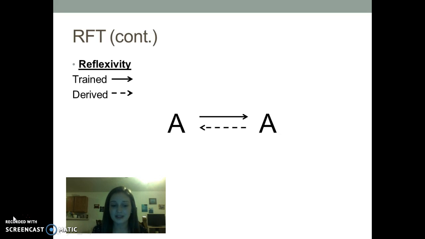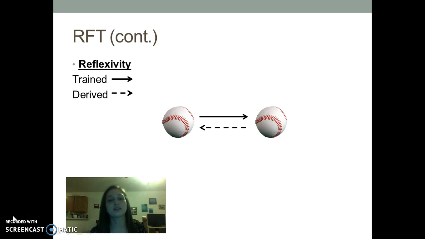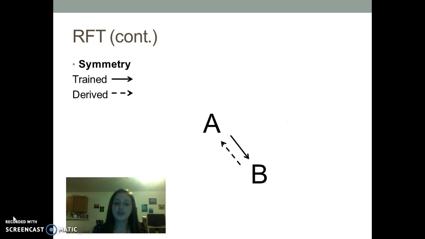So in reflexivity, you train that one stimulus A is completely identical to its counterpart A, which is the exact same stimulus. So A is A, and then the learner derives that A is also the same as A. Seems pretty simple, but for kids with disabilities, it can be pretty difficult. So with a more visual example, if you show a picture of a ball, you teach the learner that the ball is the same as a ball, and then the learner derives that this ball is the same as this picture of the ball.